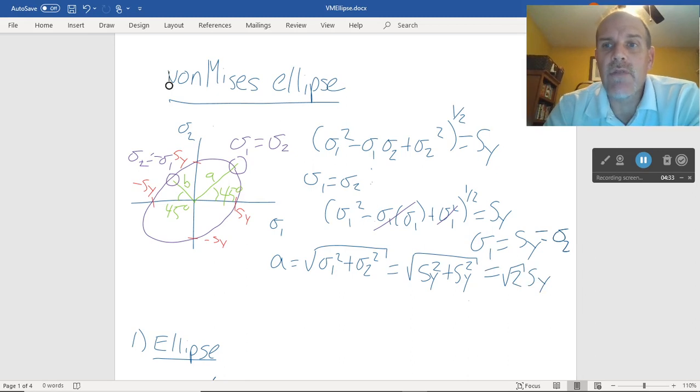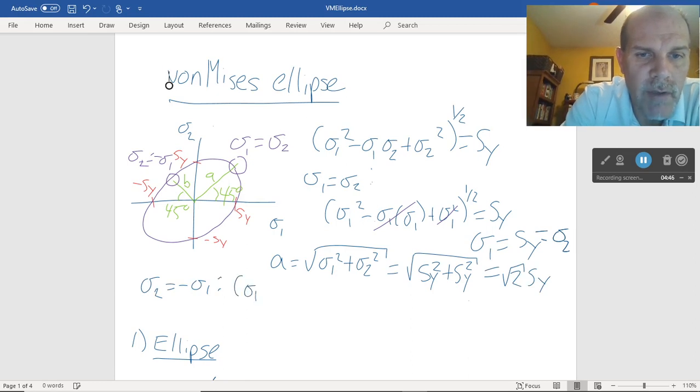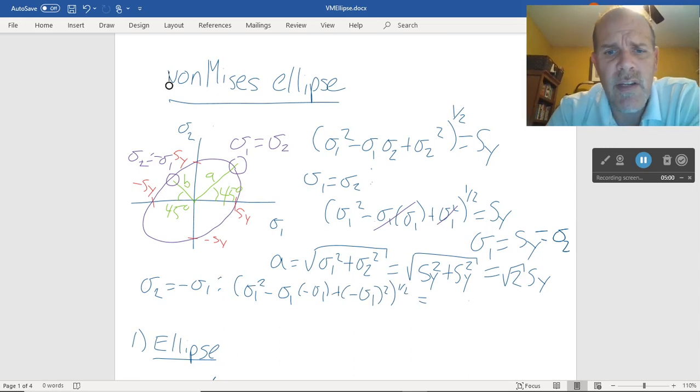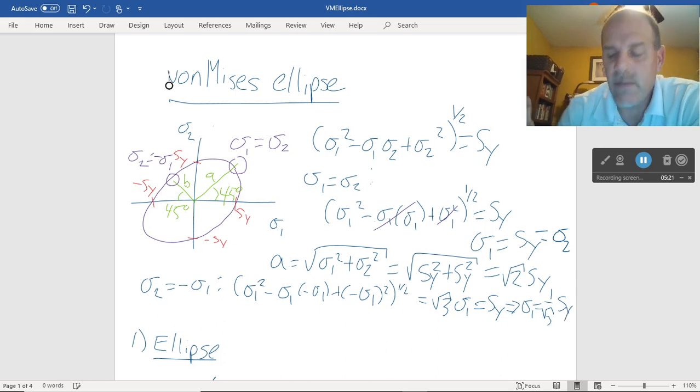That a coordinate has to be root 2 sy. That semi-major axis is root 2 times the yield strength. Okay. What if sigma 2 equals minus sigma 1? Well, then the von Mises equation becomes sigma 1 squared minus sigma 1 times negative sigma 1 plus negative sigma 1 squared, to the 1/2, which is equal to... Well, that middle term just turns into sigma 1 squared, and the end term just turns into sigma 1 squared. So really what I wind up with is root 3 sigma 1, and that has to equal the yield strength. So it looks like sigma 1 is equal to 1 over root 3 times the yield strength.